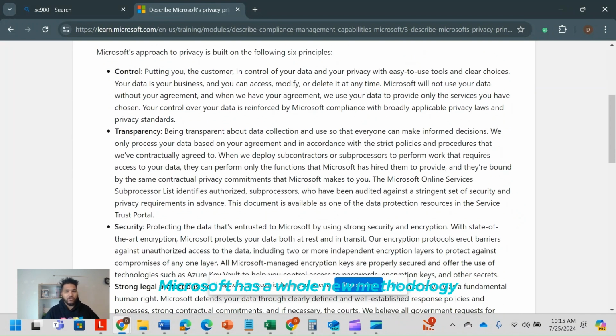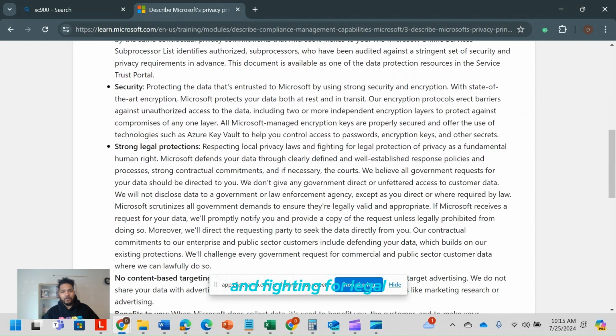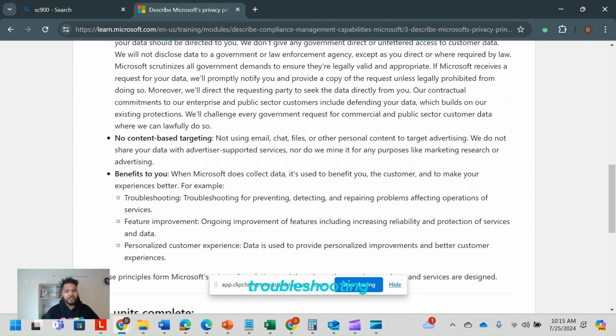Microsoft has a whole new methodology they're rolling out to make sure that they're providing that security back to customers. Then legal protections: respecting local privacy laws and fighting for legal protection of privacy as a fundamental human right. Content-based targeting: they don't use email, chat, files, or other personal content to target advertising. And how it benefits: it helps when they collect the data for troubleshooting, feature improvement, and personalized experiences.